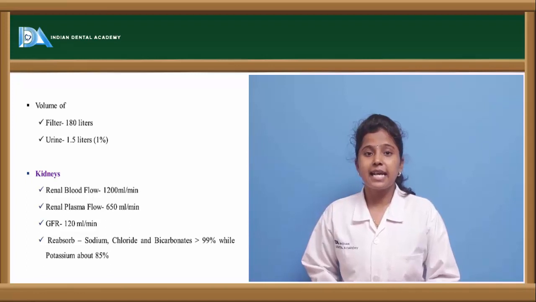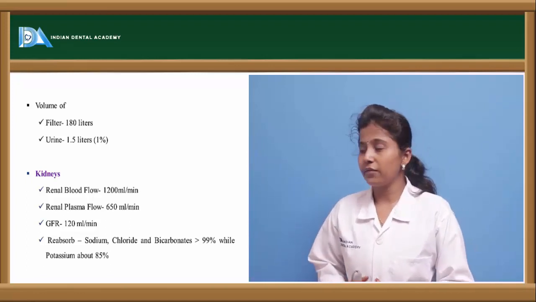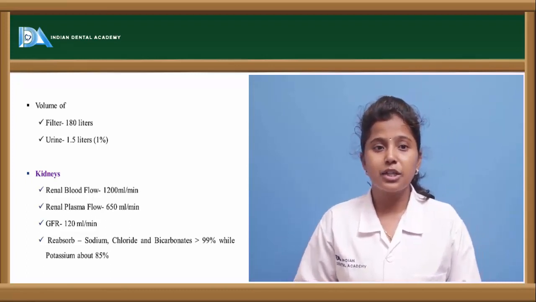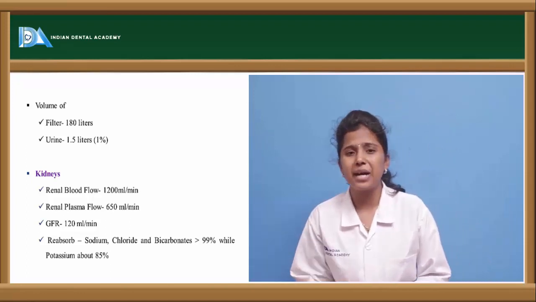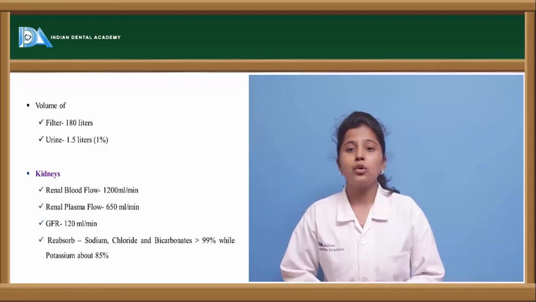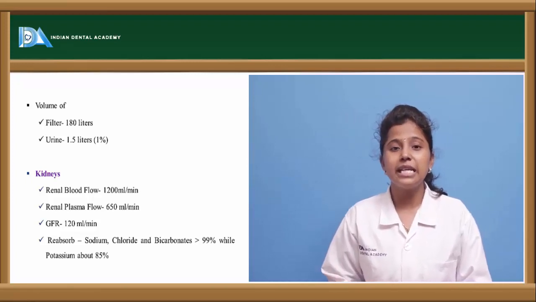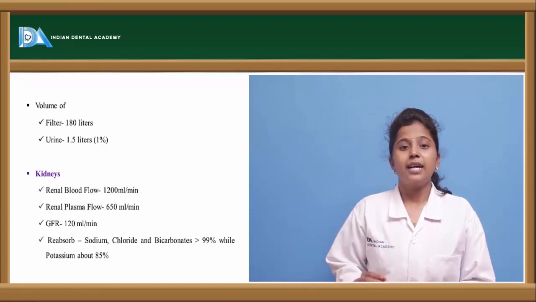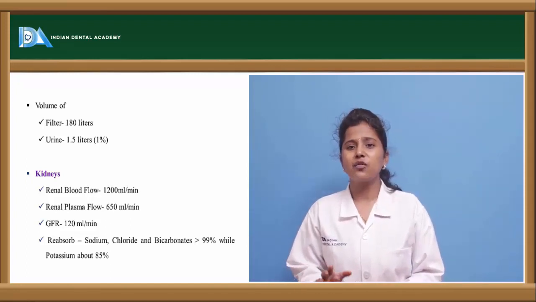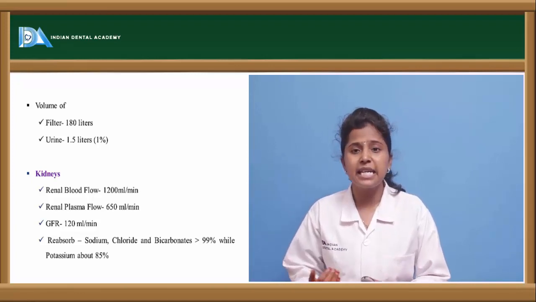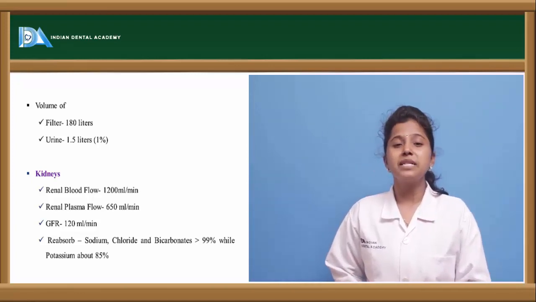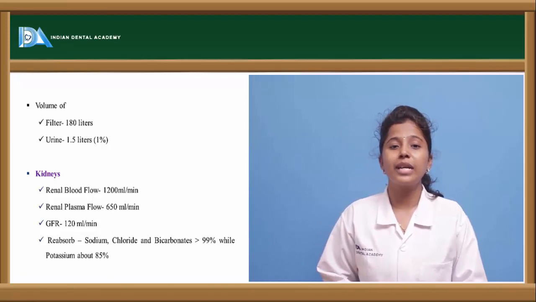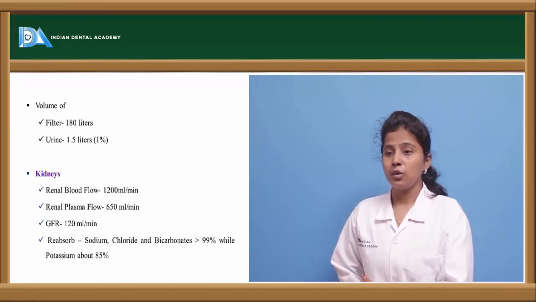The next thing is the filtration volume of the Bowman's capsule, which is about 180 liters. In the sense, 180 liters of fluid or plasma can be filtered through this Bowman's capsule. Out of this 180 liters of filtration, 99% is getting reabsorbed into the body. Only 1% is excreted as urine. That is about 1.5 liters out of 180 liters is excreted as urine.